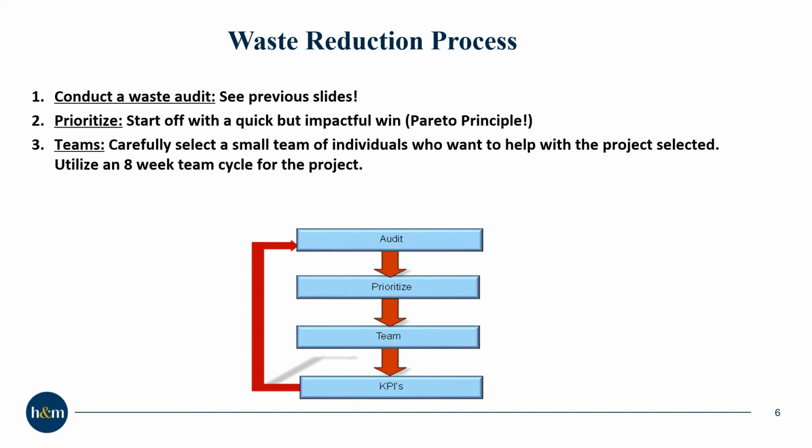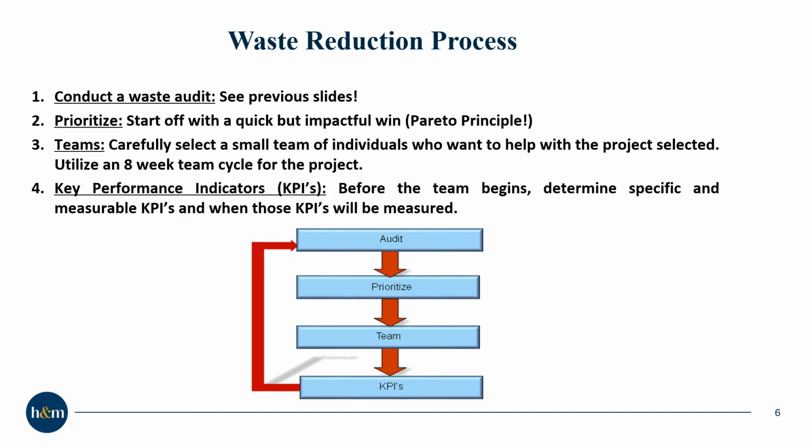We suggest using about an 8-week team cycle. Then, prior to setting your teams off to work on the project, you have to determine what the performance indicators, or KPIs, are. How are you going to measure success on this project? From our waste audit tool on the previous slide, one of the biggest wastes was $160,000 spent on subcontracting. So does success mean that the amount goes to zero next year, or does it need to go to $100,000 next year? KPIs should be specific, measurable, and time-bound. Once the 8-week timetable is complete, then you do it all over again.